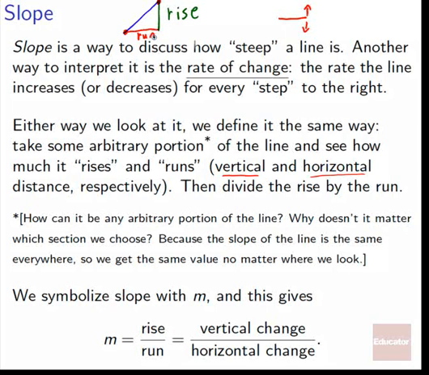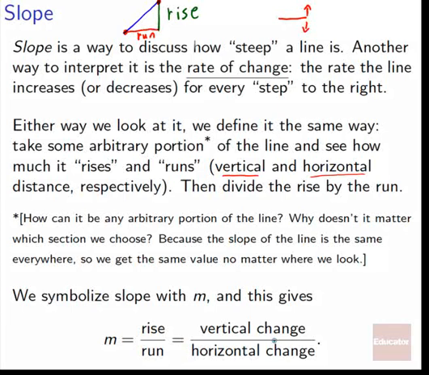So we symbolize it with M. Why do we symbolize it with M? Because clearly the first letter of slope starts with M, right? Makes sense. I'm kidding. There's actually no good reason and nobody knows why we use M. Go figure. Anyway, M equals rise over run. So that's how we symbolize it. The amount that we rised by divided by the amount that we ran.